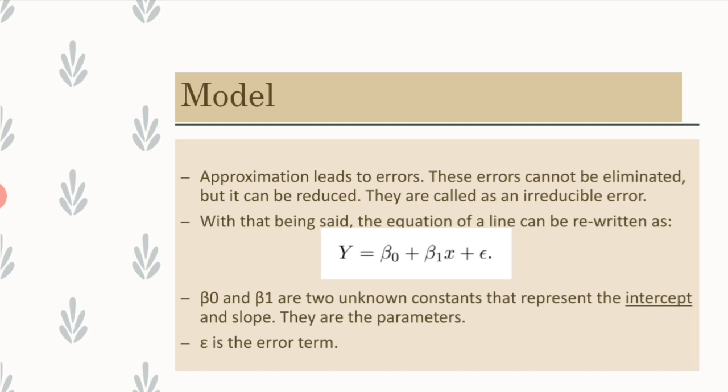Of course, in order to do that, we need to make both variables into a linear equation, which is y equals beta 0 plus beta 1 x plus error. Now, in this context, beta 0 and beta 1 are two unknown constants that represent the intercept and the slope. They are the parameters. Meanwhile, the e is the error term.